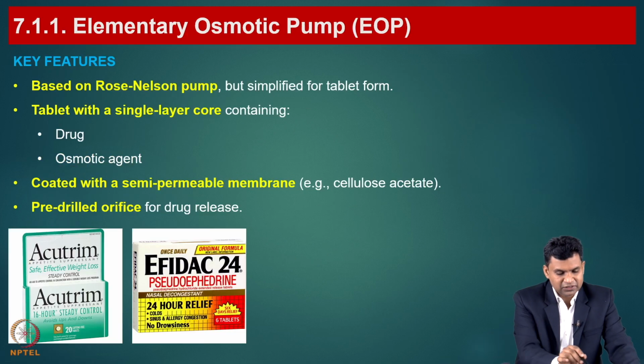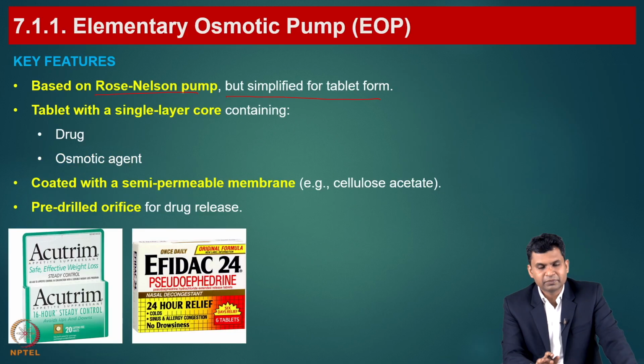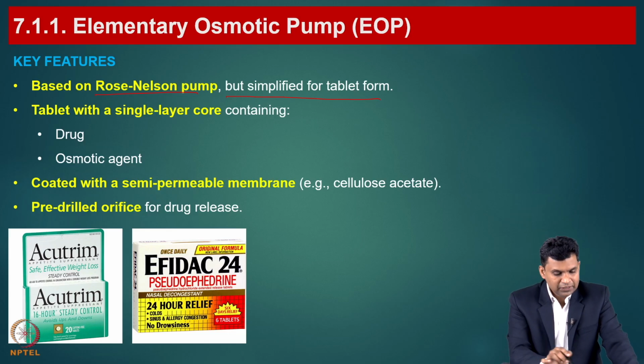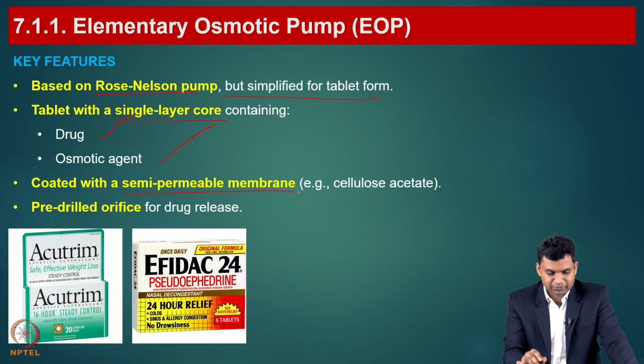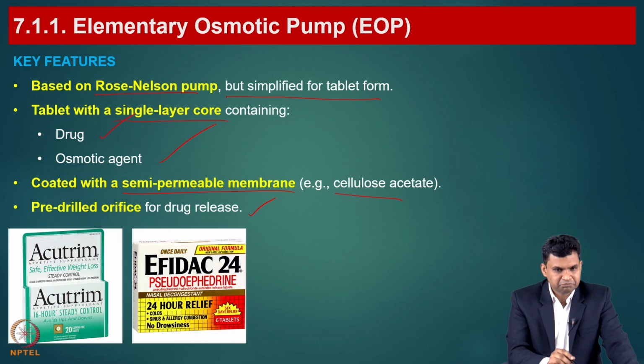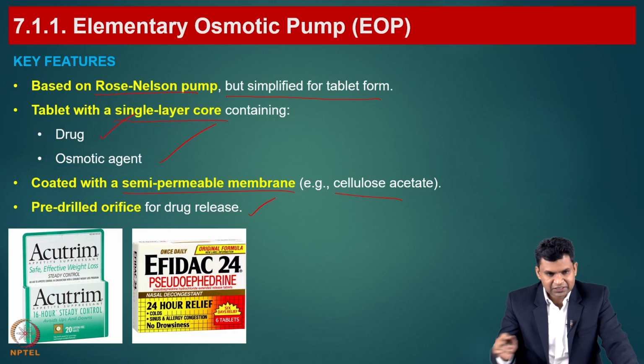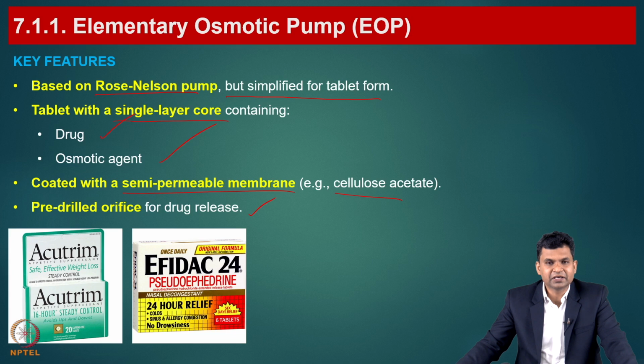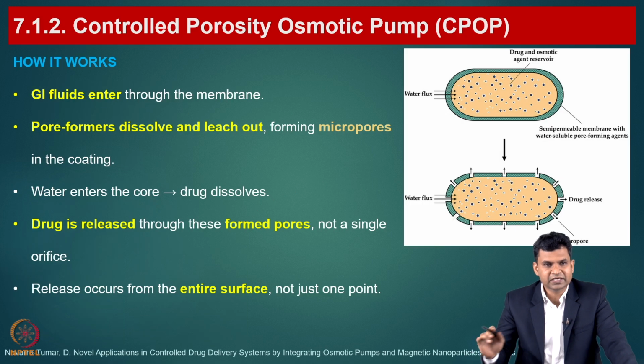Now, this is based on the Rose-Nelson pump, but simplified for tablet form. Here, it is a tablet with a single layer core which contains drug and osmogens, which we already discussed, and that is further coated with the semi permeable membrane. A pre-filled orifice for the drug release is also possible. These are some marketed products you can see which come in the elementary osmotic pumps.